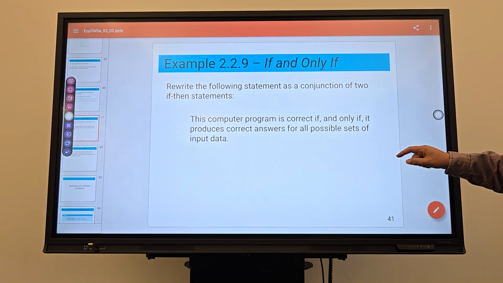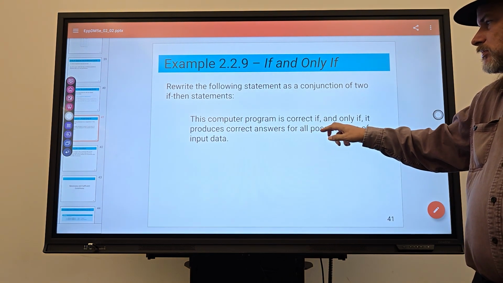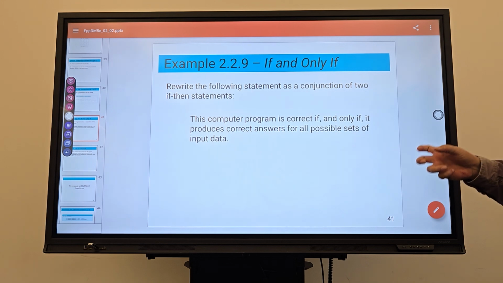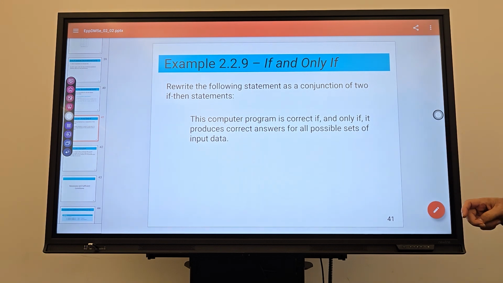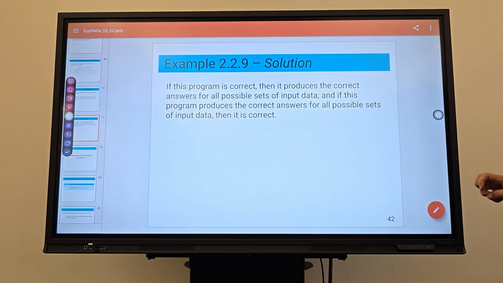It's like saying P implies Q and Q implies P. So that's why the arrows face both directions. They both imply each other. So that's what I said.